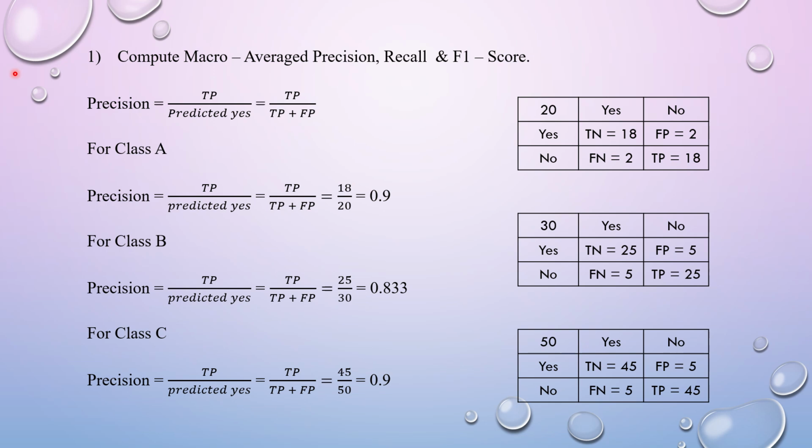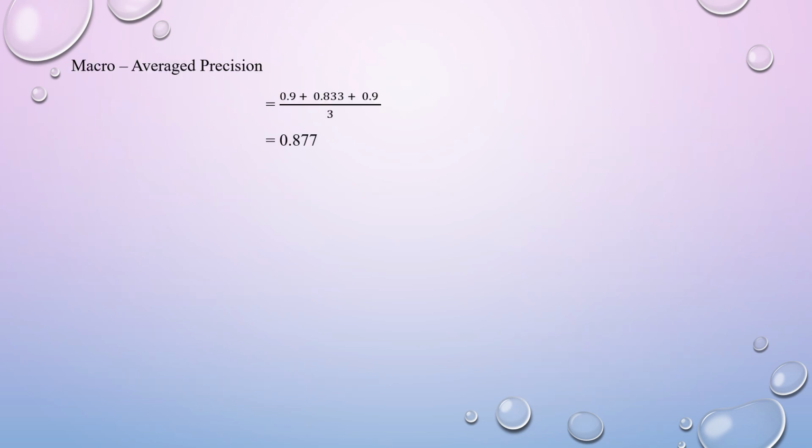Next, we will calculate average precision, macro average precision. To calculate macro average precision, we take the average of all classes. Means we add the precision of all classes and then we divide it by the number of classes. So here the number of classes is 3. So here we add precision of class A, precision of class B and precision of class C divided by 3.